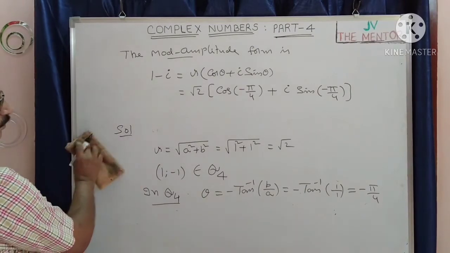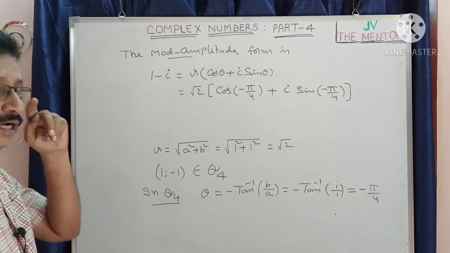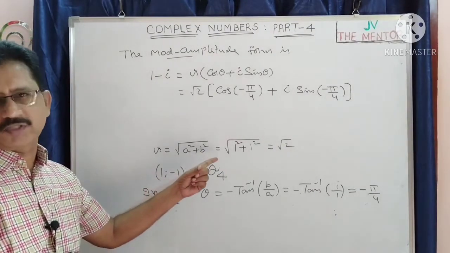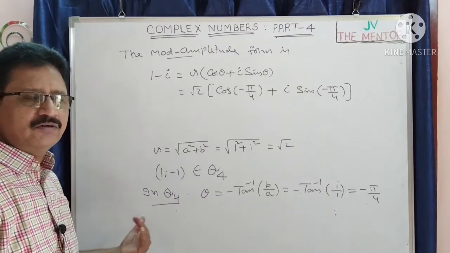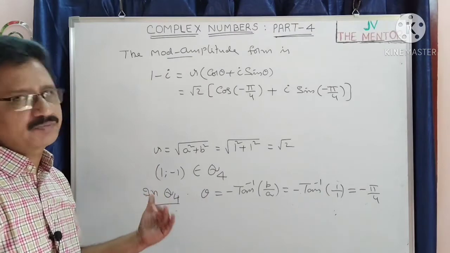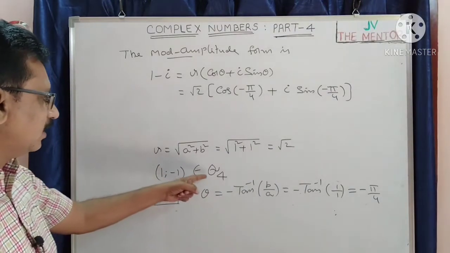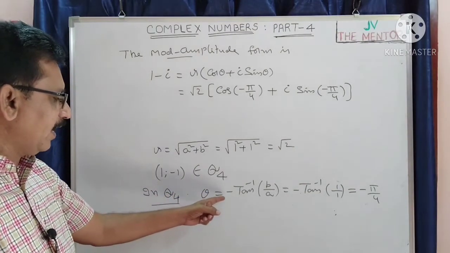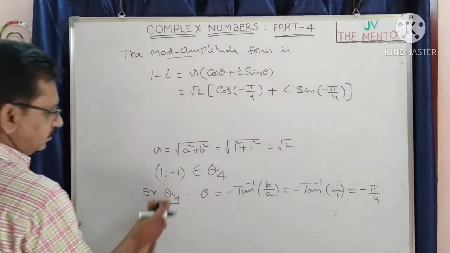Next problem. The main concept here is to calculate the value of R. How to find the value of R? Root of a square plus b square. Next, we go to theta. What is the value of theta? Theta is tan inverse b by a, depending on the quadrants. Here theta lies in the fourth quadrant, so we take theta as minus tan inverse b by a.